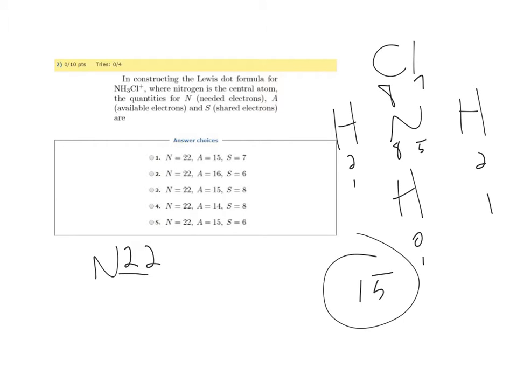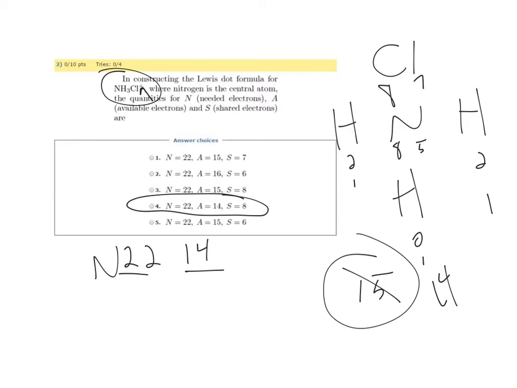And that would be the trap answer, because we have to take into account, as it shows in the question, that this is a positive polyatomic ion. Positive means it has lost electrons, and in this case it has lost 1 electron. So the number goes from 15 down to 14. So A is 14. Now there's only one choice that has that, so right there we could stop. If you really wanted to, you could see that N minus A, which equals S, would be 8, but that's the only one with 14, so that's the correct answer.